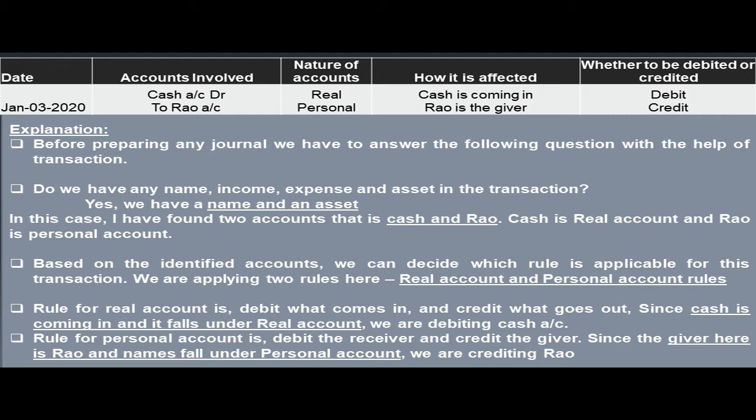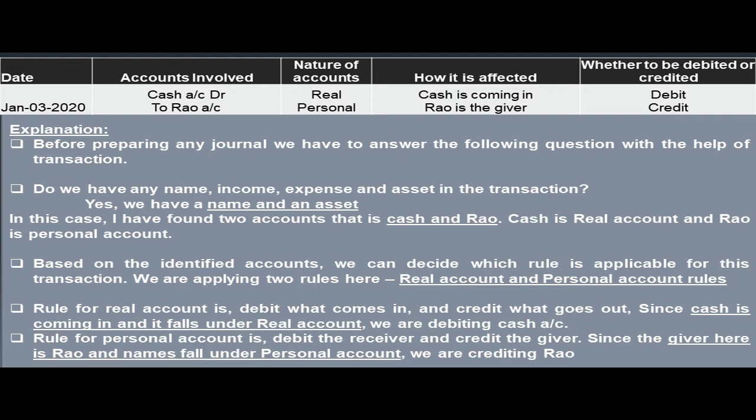And I found two accounts, that is cash and Rao. Cash is a real account and Rao is a personal account. Based on the identified accounts, we can decide which rule is applicable for this transaction. We are applying two rules here, that is the real account and personal account rules.